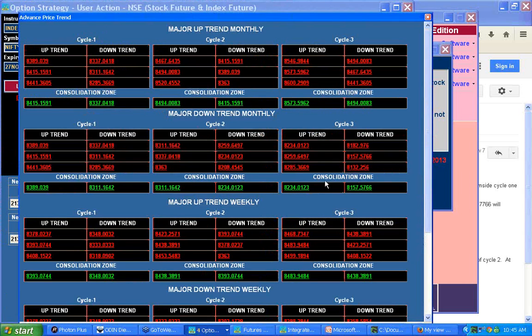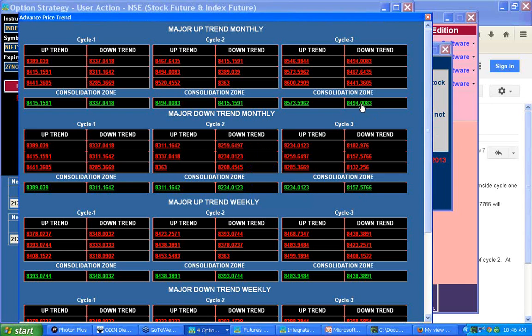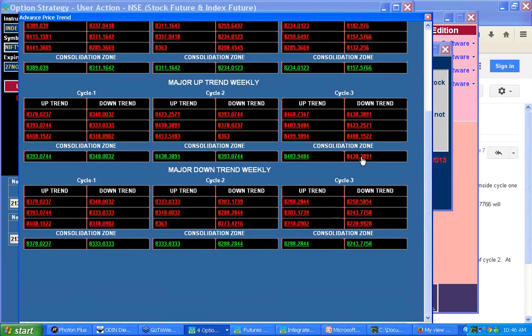For every cycle in this particular month, how much are we expecting? We are expecting till 8,494 upward. We are expecting 8,157. At this point also I will be at some profit. At this point also I will be having a little loss. On a weekly basis we are expecting till 8,438 or 8,243.